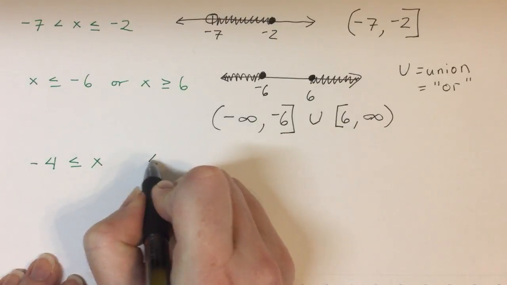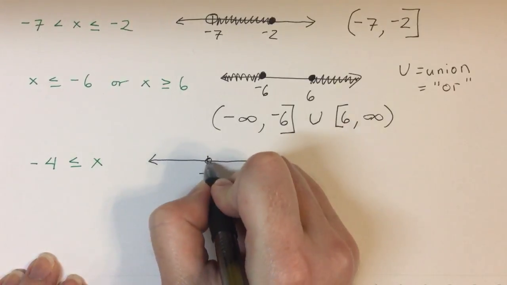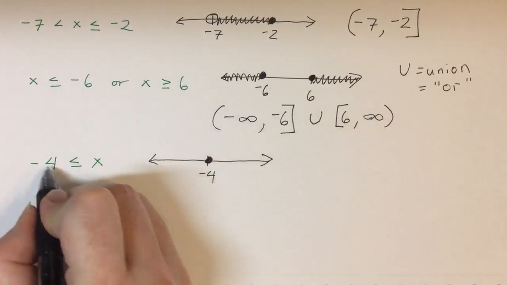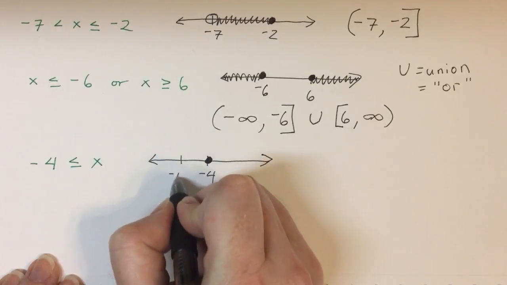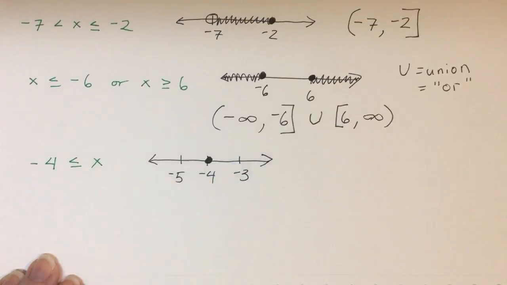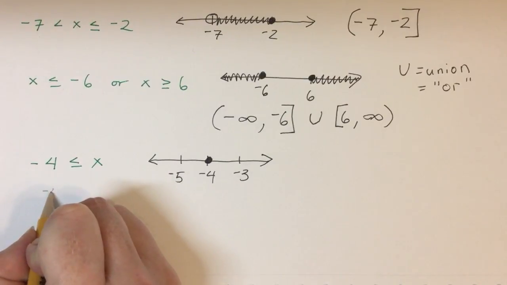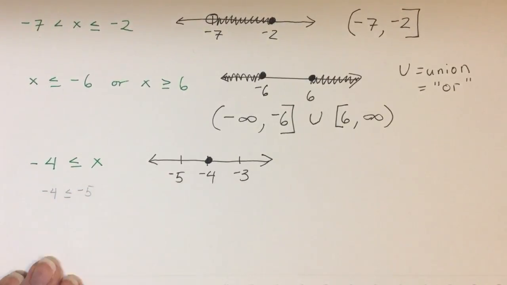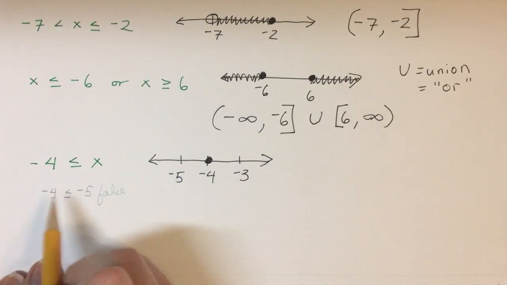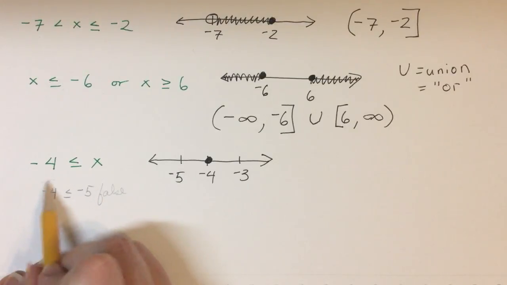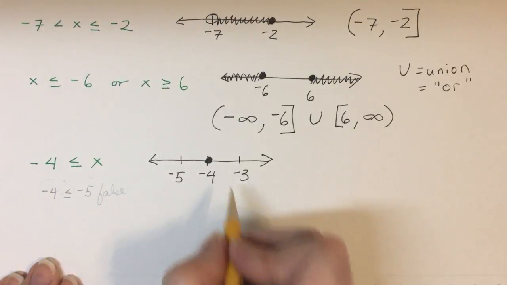So in this case, well, negative 4 is what I care about. I'm going to have a closed circle there because x could equal negative 4. Now, negative 4 is between negative 5 and negative 3. Now, if I'm checking negative 5, my statement would be negative 4 is less than or equal to negative 5. That is a false statement. I'd rather owe $4 than owe $5. Negative 4 is more than negative 5.